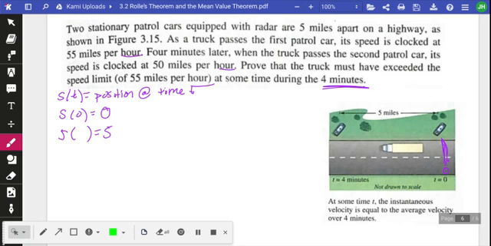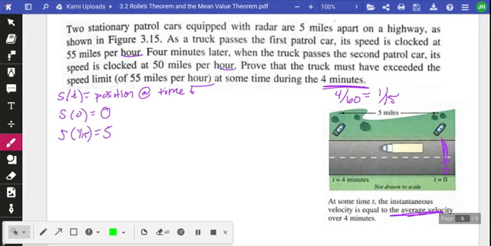So we need to think of 4 minutes in terms of hours. 4 minutes in terms of hours is 1/15 of an hour, so I'm going to be plugging in 1/15. At time 0, our position is 0. At time 1/15 of an hour, the position is 5 miles. What we're going to do is show that the average velocity is greater than 55 miles per hour. That's what we want to look at.